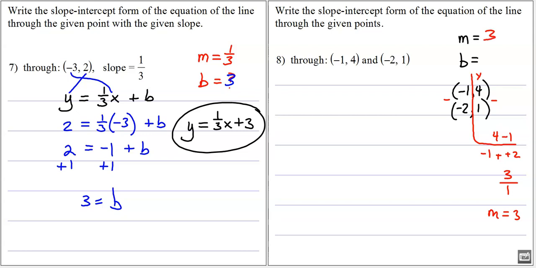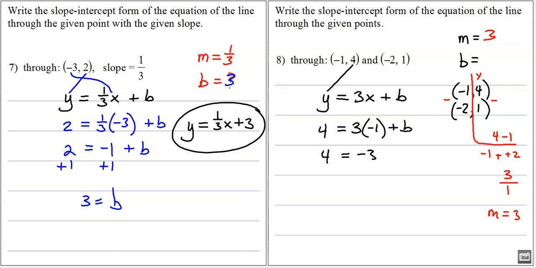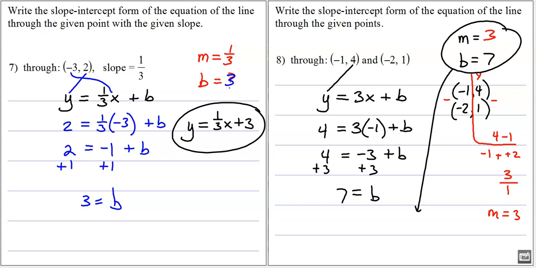Now we can do what we just did on the previous problems. I start off and I have y equals mx plus b. And I'm going to stick my y in there as 4. Stick my x in there as negative 1. We're going to solve for b. And add the 3 to both sides. And it looks like I'm going to have b equals 7. So now that I have the two pieces I need, I should be able to come down and give the final answer. Y equals mx plus b.